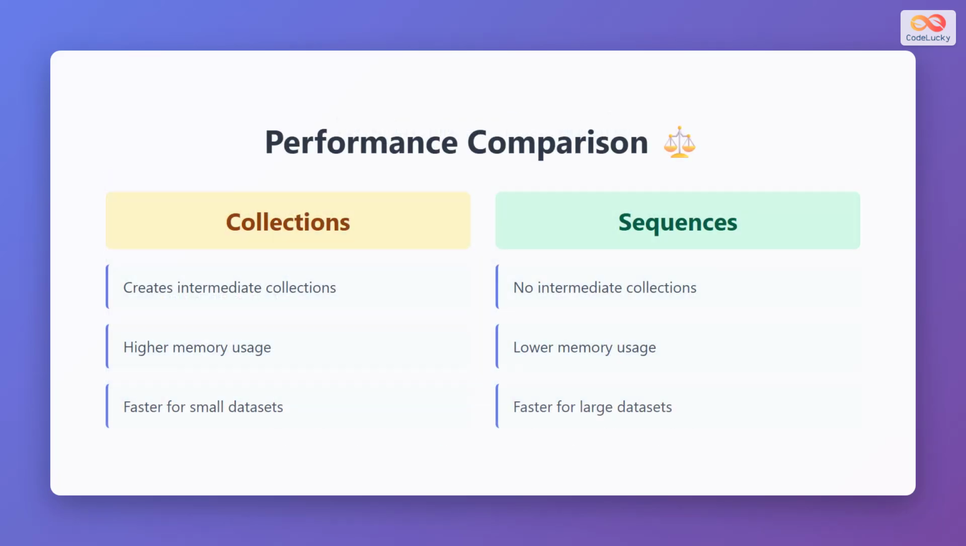Let's compare the performance characteristics. Collections create intermediate collections for each operation, leading to higher memory usage. However, they can be faster for small datasets because there's no overhead from lazy evaluation. Sequences, on the other hand, create no intermediate collections, resulting in much lower memory usage. They become faster when working with large datasets or long operation chains.